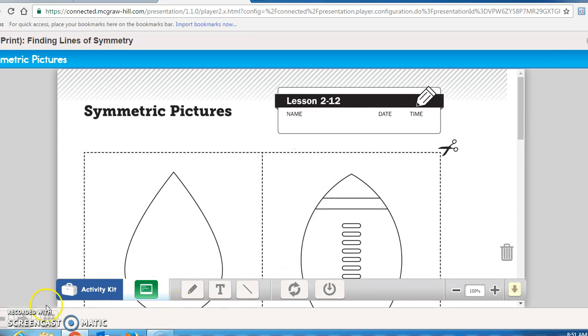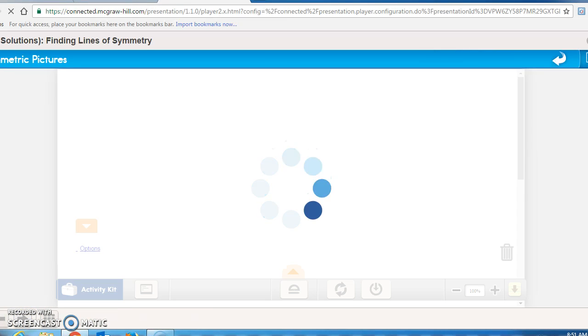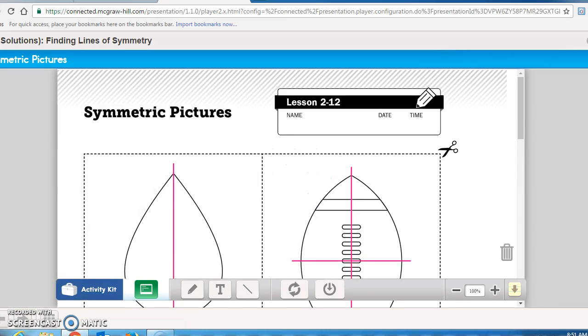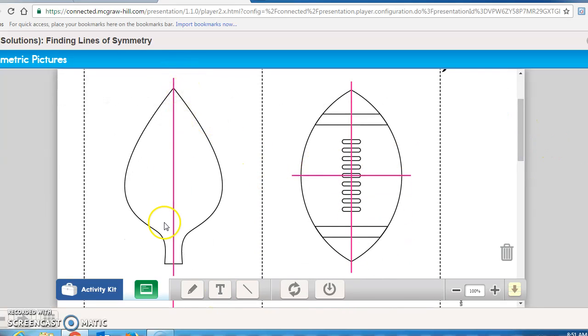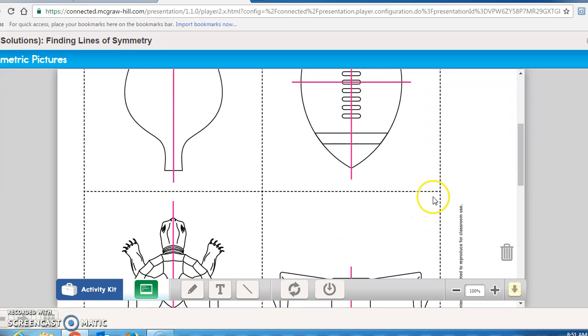So this is what you should have been looking at. That's page 84. And here's what you should have noticed. You should have noticed that the leaf can only be folded one way, because if we fold it this way, the top half and the bottom half do not match. If you fold the football down the middle, these two, left and right, sides match. And if the line of symmetry went through the middle the other way, horizontally, the top and bottom would match.